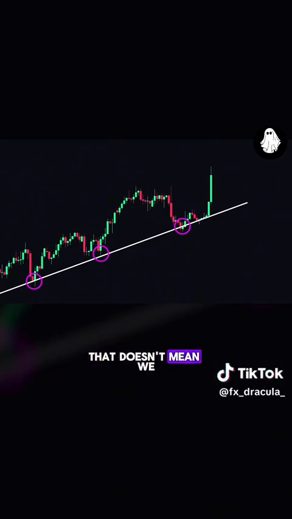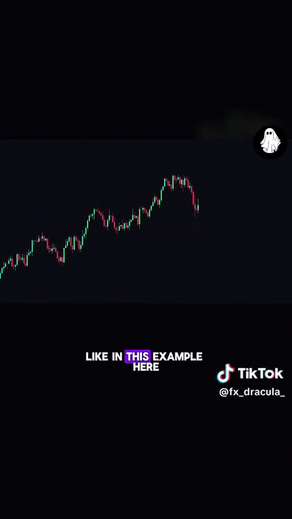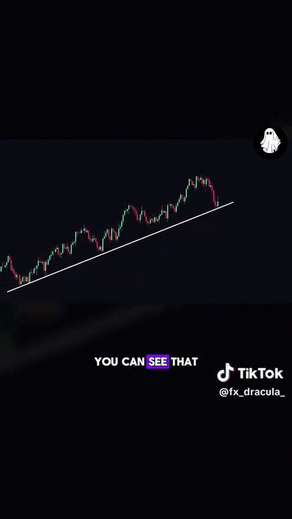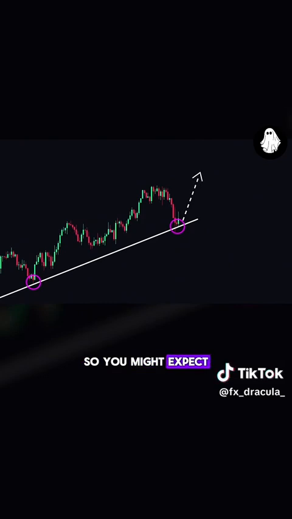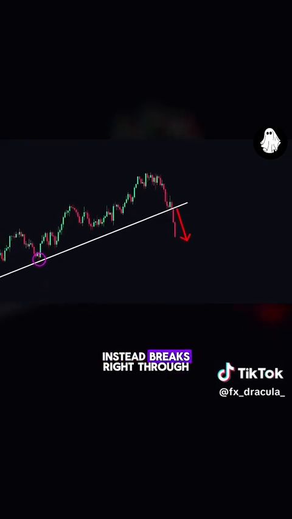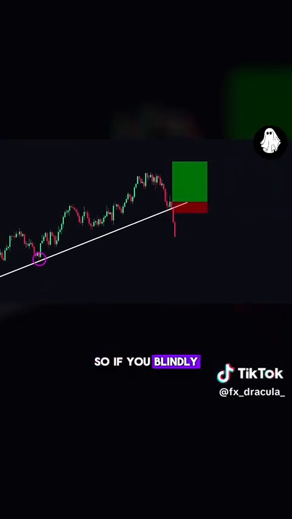However, that doesn't mean we can just enter buy every time price touches the trend line, because this pattern won't always work. Like in this example. Here, you can see that price has rejected the trend line in the past, and now it can be seen touching it again, so you might expect another bounce. However, instead of bouncing, price instead breaks right through. So if you blindly bought at this trend line, you would have taken a loss.